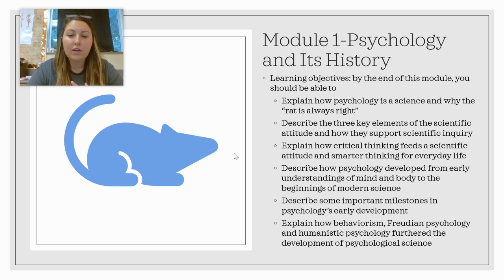Describe how psychology developed from early understandings of mind and body to the beginnings of modern science. Describe some early important milestones in psychology's early development, and explain how behaviorism, Freudian psychology, and humanistic psychology furthered the development of psychological science. Now, most times in videos, I'm not going to read all those, but since this is our first one, I did. In the future, you might want to pause and write these down, or you can come back to it at the end of your notes, see if you've hit all those.